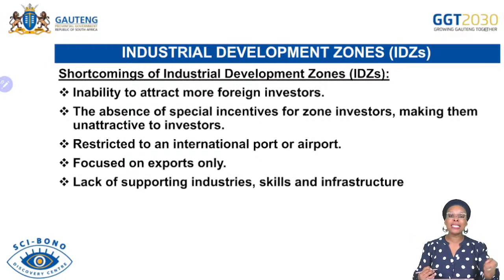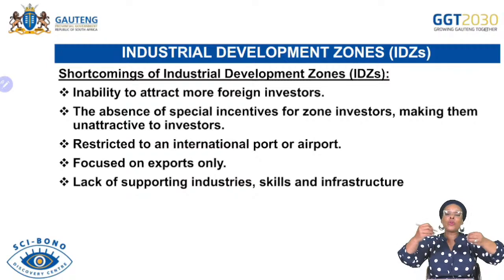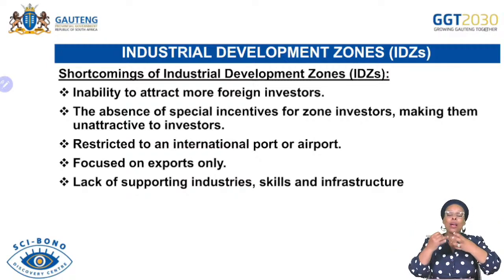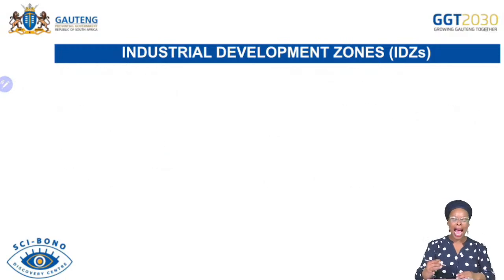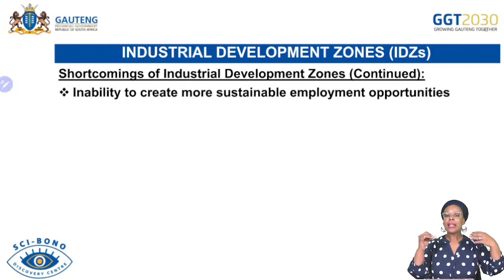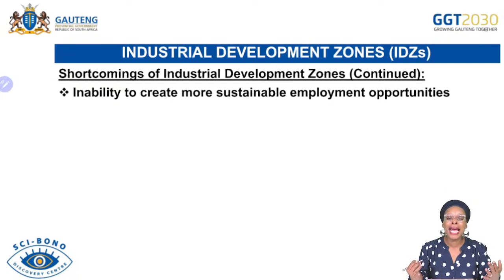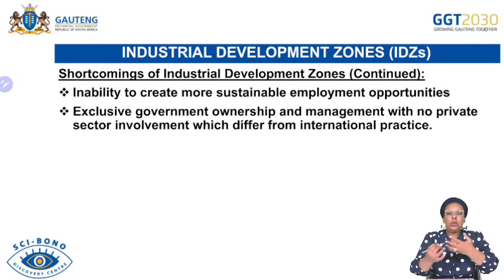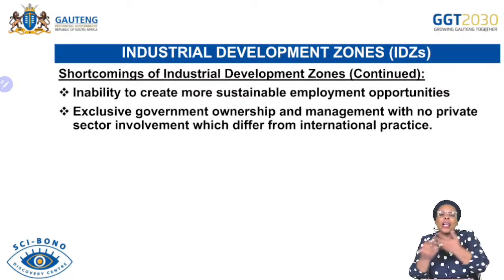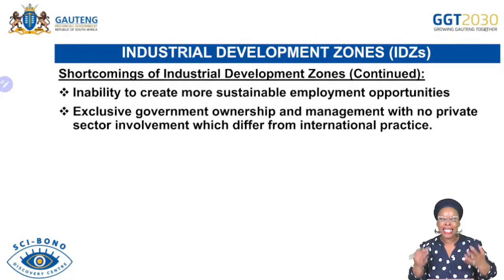They lacked supporting industries. Supporting industries were situated far away from the IDZ, and there was a shortage of skills for those who would produce goods for the export market. And there was also a shortage of infrastructure, communication, transport, energy, you name them, electricity, etc. So that is why there were challenges. Other challenges are that these IDZs failed to create more sustainable jobs. And government took the exclusive ownership and management without involving the private sector.